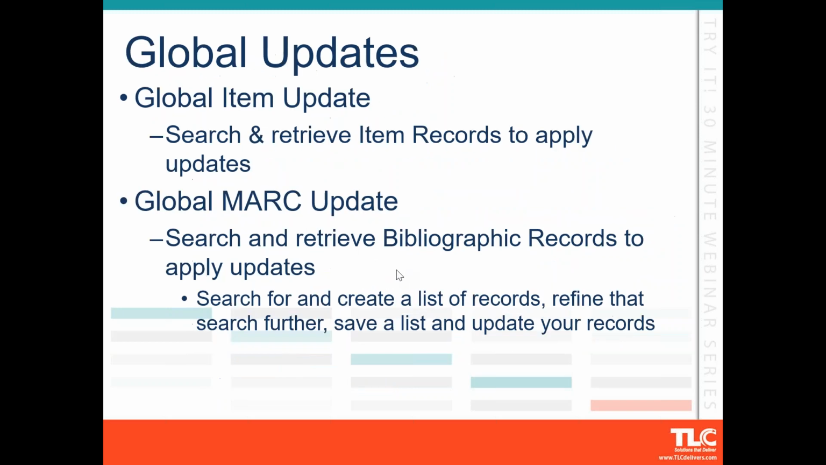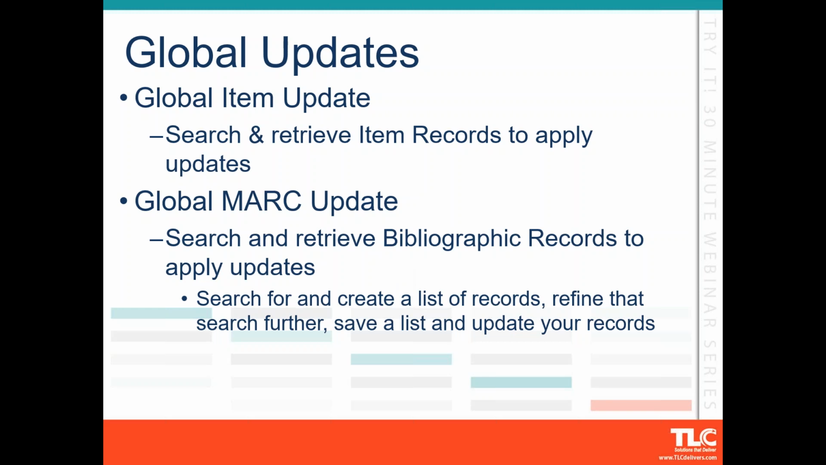So with that, let's begin with a brief refresher. Within CARL-X, our global updates offering is Global Item Update and Global MARC Update. Global Item Update provides the ability to search and retrieve item records and apply updates. It is available within the Global Update section in CARL-X staff and is permissions driven.